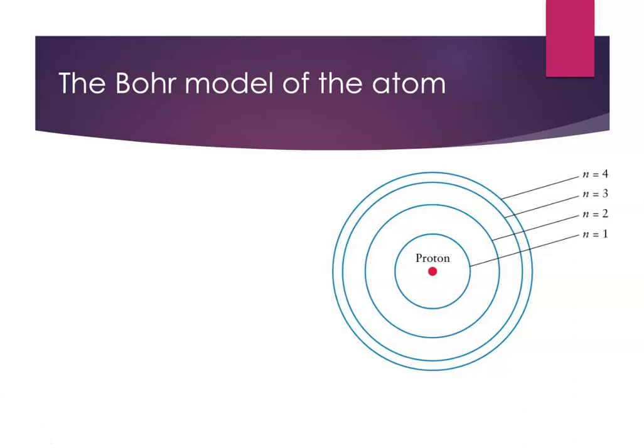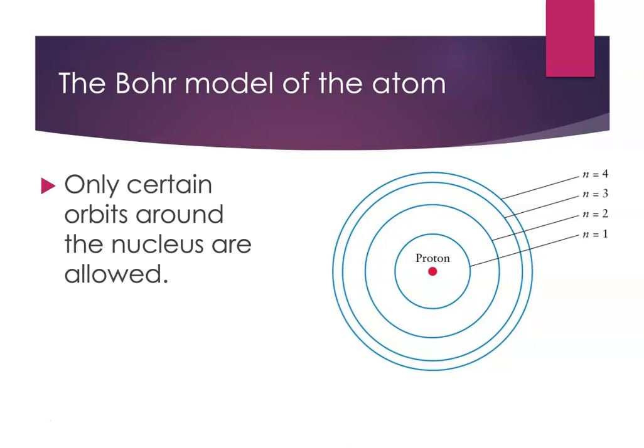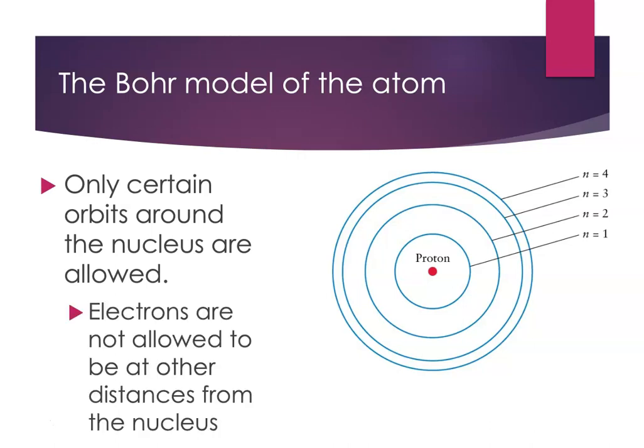It's got electrons traveling around the nucleus in circular orbits. But what's important about the Bohr model is that only certain orbits around the nucleus are allowed. Electrons are not allowed to be at other distances from the nucleus. So we can have an electron in the first orbit at this particular distance. I called it n equals 1. It can be in n equals 2. We can be in the third orbit. We can be in the fourth orbit. But only these orbits are allowed. And electrons cannot exist at other distances from the nucleus. So we can't be in between an orbit.